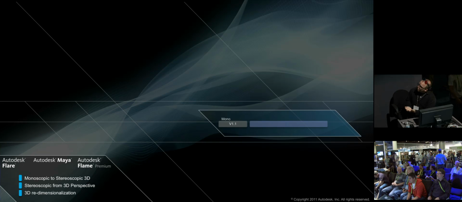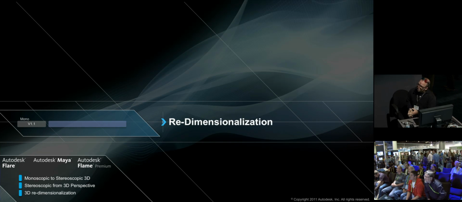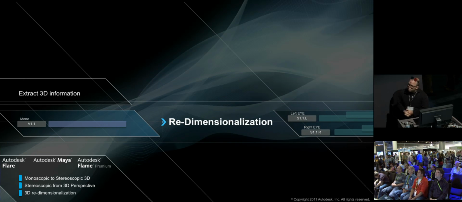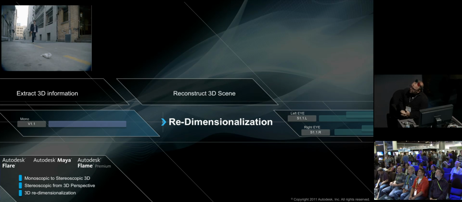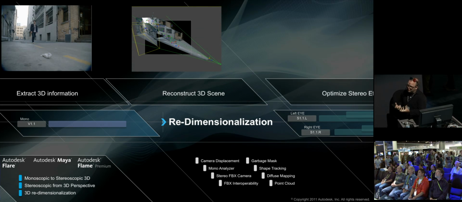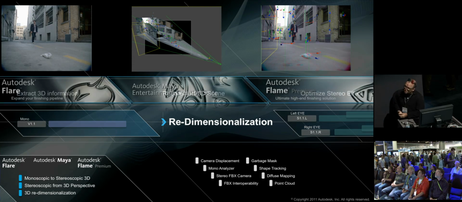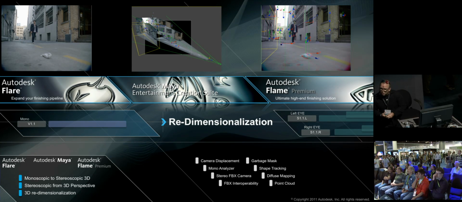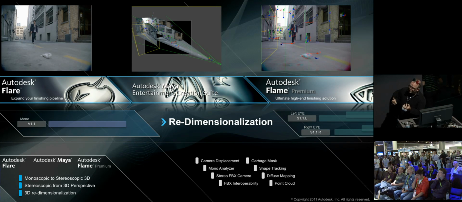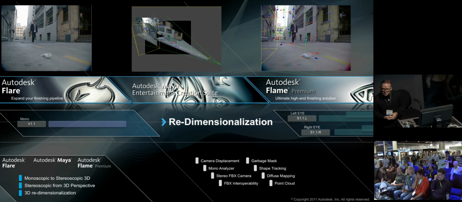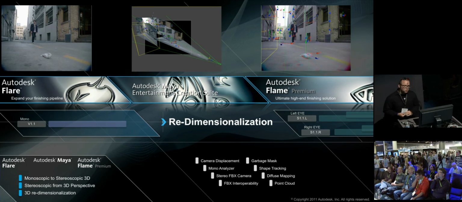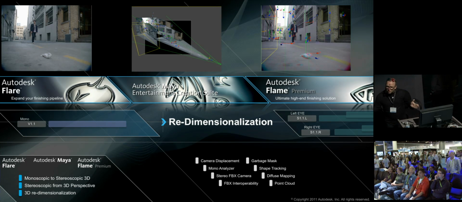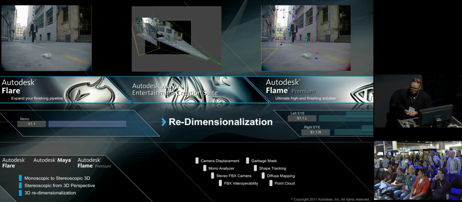We're going to be taking a look through the Flame Premium family, specifically at Flare, with a little bit of Maya. And the task before us is the business of extracting 3D information from a monoscopic source and essentially building the structure of a shot and then sweetening or tweaking or optimizing that stereo effect. So it's quite a big subject. We're just going to spend half an hour here going through a couple of examples.